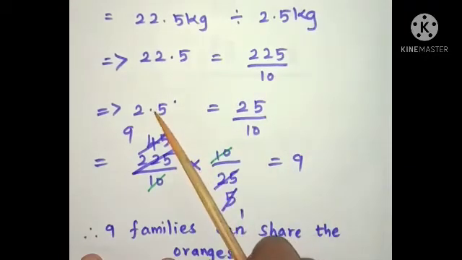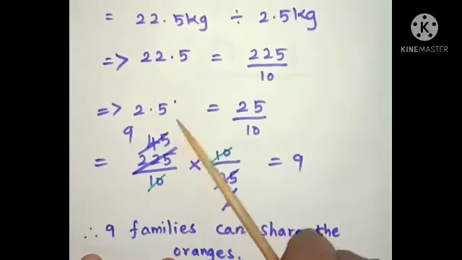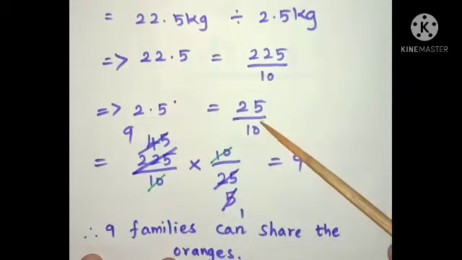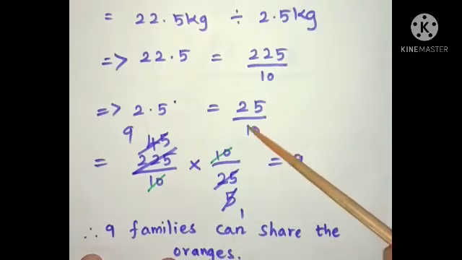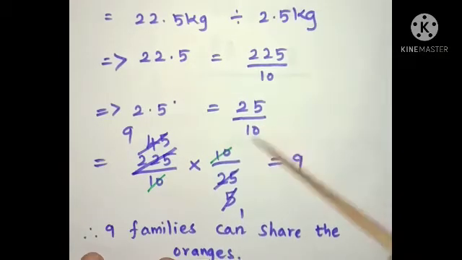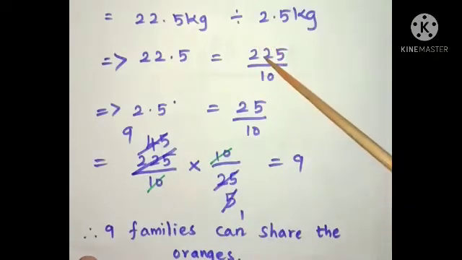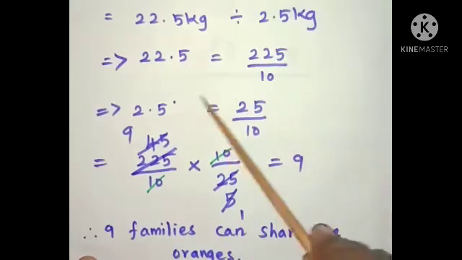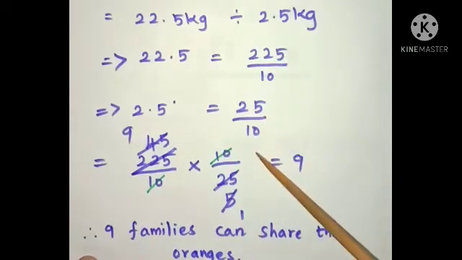Here, after the decimal point only one number is present. Therefore, 25 by 10. You have to put 10, and in 10 only one zero is present. And here now, students, 225 by 10, the whole divided by 25 by 10.